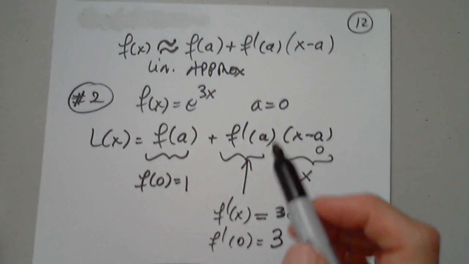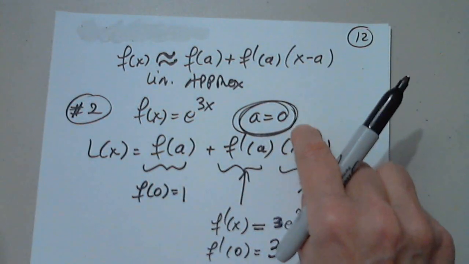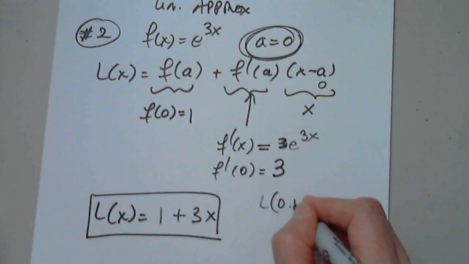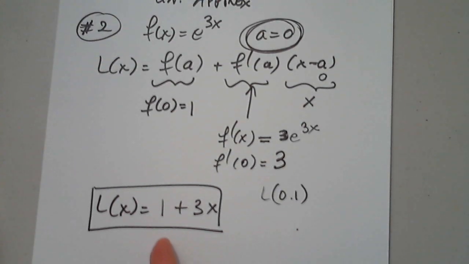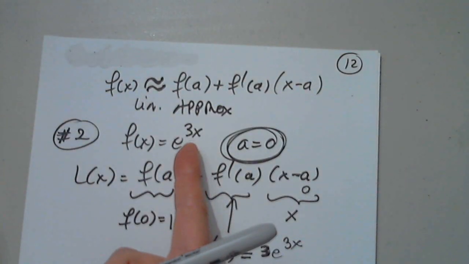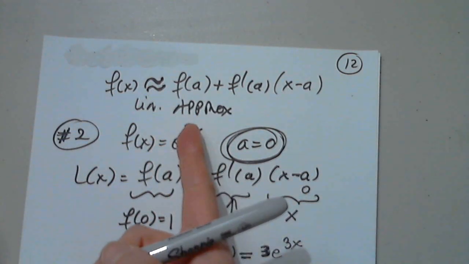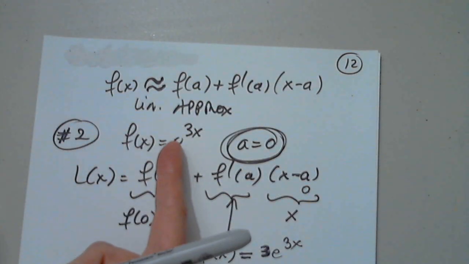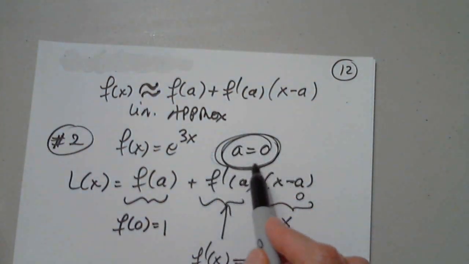It says only near 0. Nowhere else. Only near 0. If you want to determine, for example, L of 0.1, it's easier to determine this because L of 0.1 will be 1.3. But if you plug in 0.1 here, you will not be able to determine it, because this is an impossible calculation for us. E to 0.3, I have no idea what that is. So it says, again, only near 0.